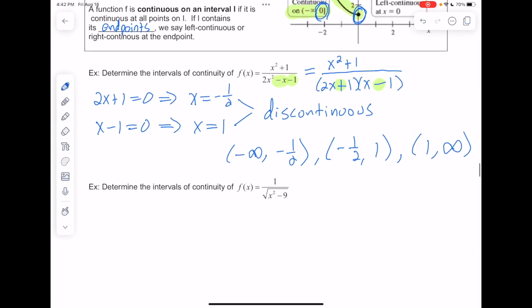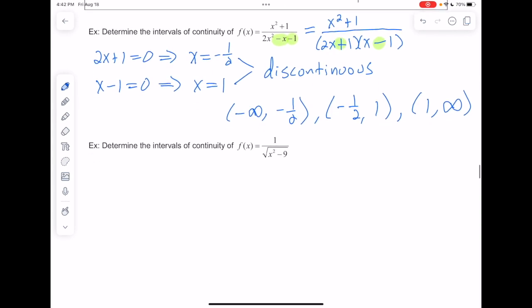Let's try that for another type of function. This one's not quite a rational function because of the square root. So how do we deal with that? Well, one of the things that you need is the function has to be defined somewhere for it to be continuous. And we have 2 issues here with the function being defined. We can't have the denominator being equal to 0. So if x squared minus 9 is equal to 0, that's going to have to create discontinuities.